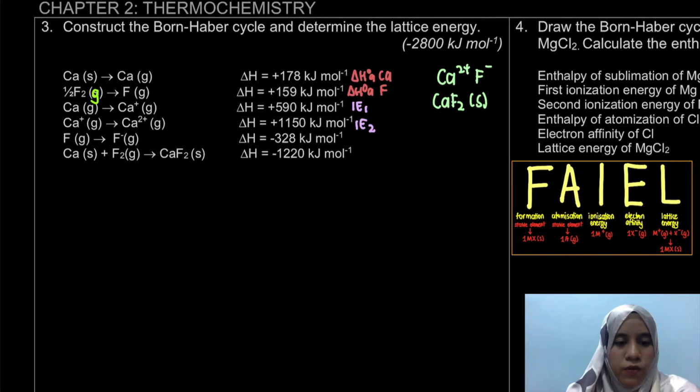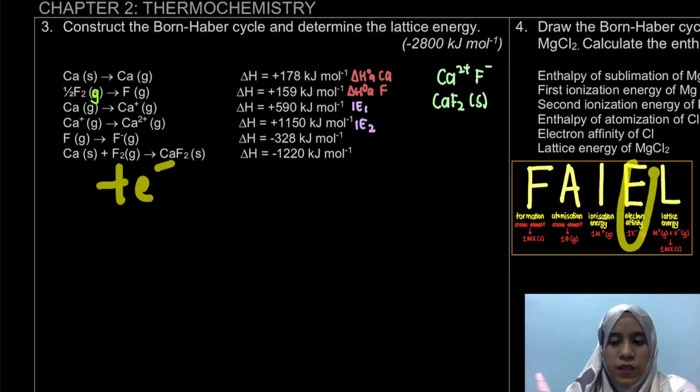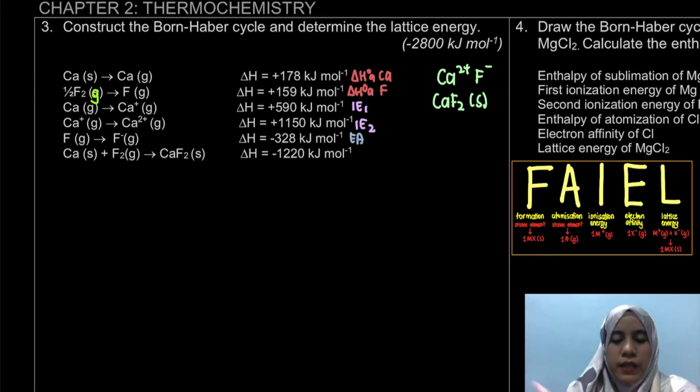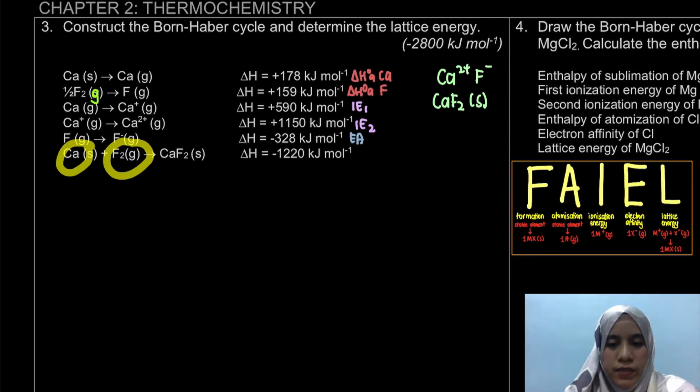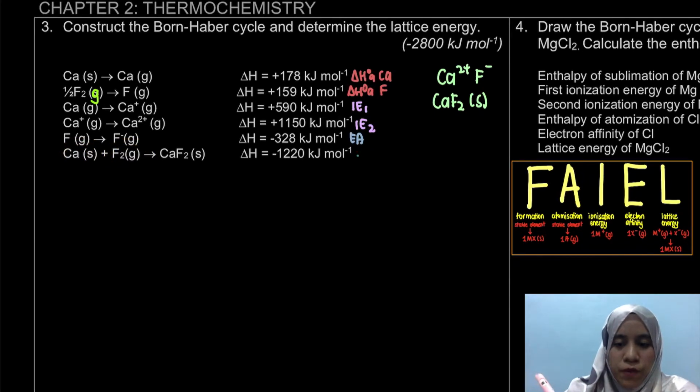Next, fluorine gas becomes fluorine minus gas. When we have a negatively charged ion, it means that it accepts an electron, which is the electron affinity. Last but not least is 1 mole of CaF2 from the stable elements, calcium solid and fluorine gas. So here is the enthalpy of formation.